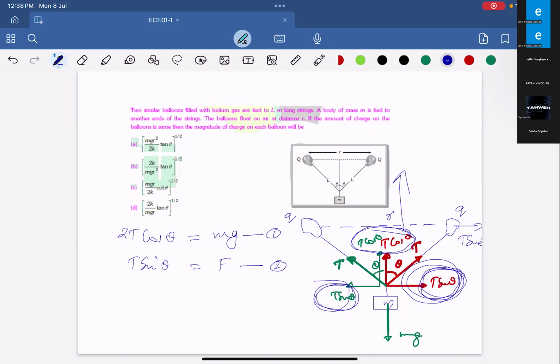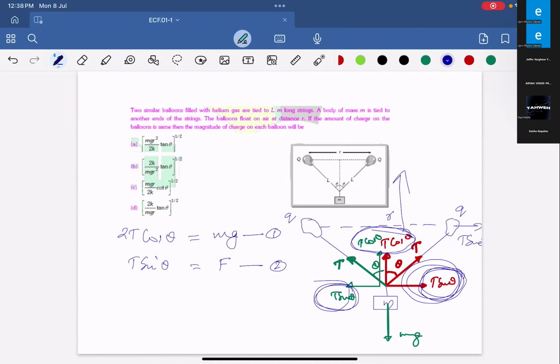If you didn't understand that part, please tell me. I'll tell you one more time what I have done. There are two strings. Both the strings have same tension T, and both the tensions are resolved into T cos theta and T sin theta. And in y direction, I added T cos theta to get 2T cos theta is equal to mg, because y direction forces are to be balanced. Because somewhere along the question they say the system is in equilibrium. Even otherwise the system is in equilibrium.